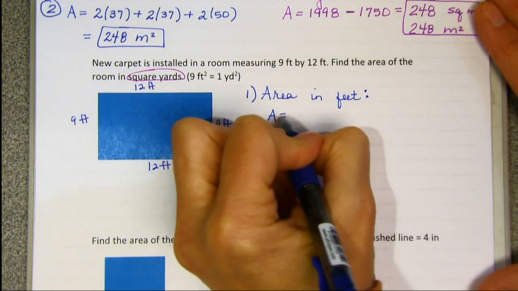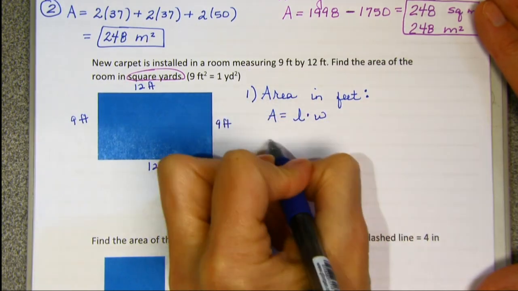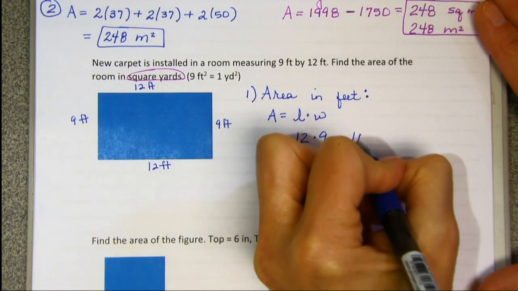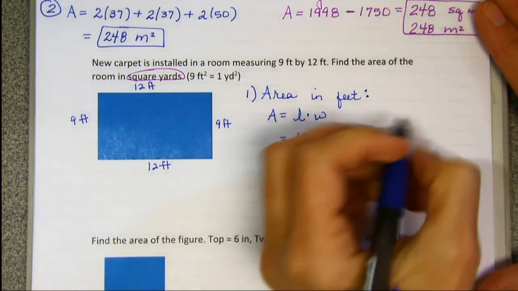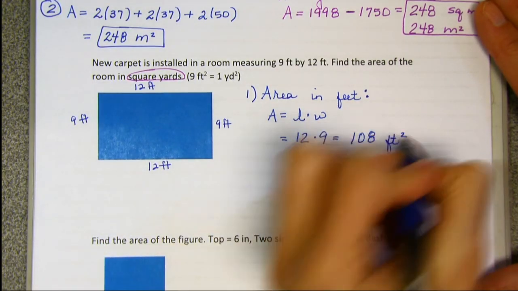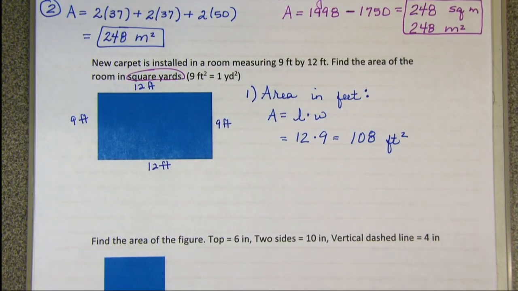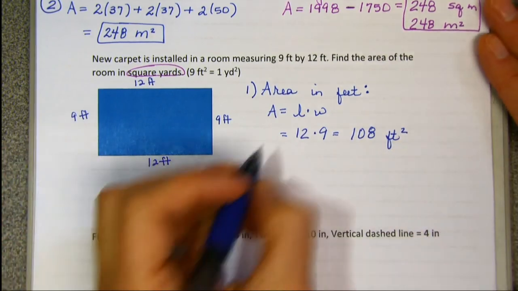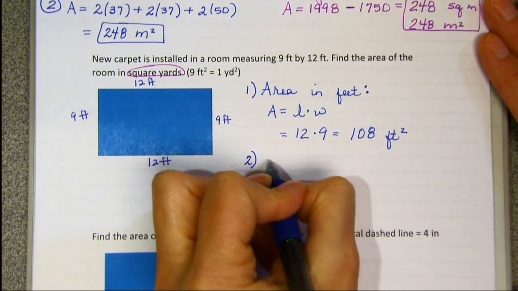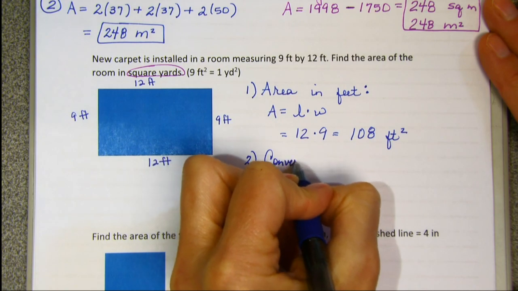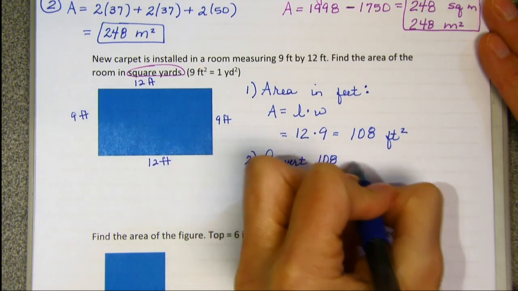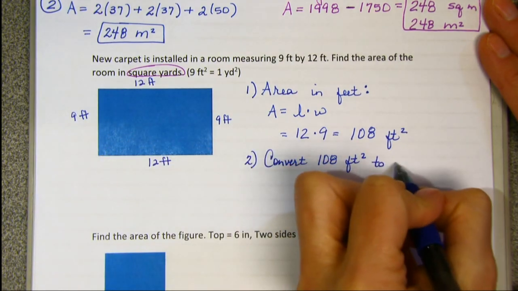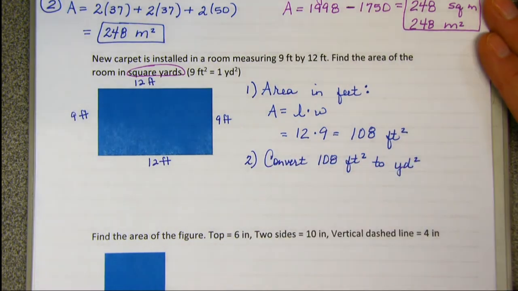Well, that area will be length times width, which is 12 times 9, which is 108. And since it's area, it is square feet or feet squared. Okay, so that's the first thing that we have to do. So we found the area of this blue portion. Now what we need to do is convert 108 feet squared into square yards or yards squared.